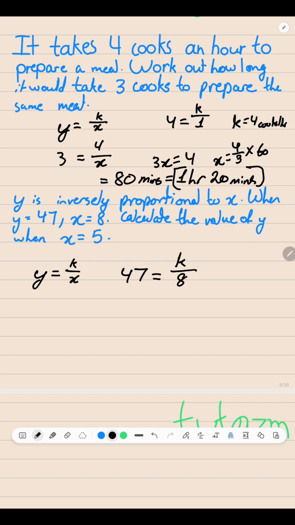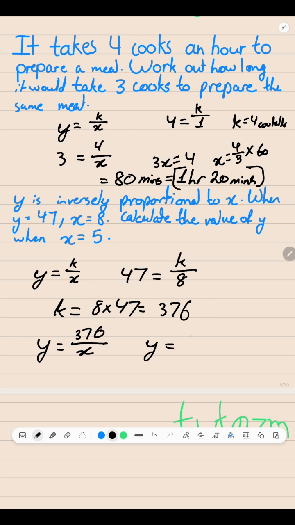Okay, so very simply we just work out the value of k by multiplying 8 and 47. Put that into our calculator. 8 by 47 gives us 376. And then we're told we want to work out the value of y when x is equal to 5. So again, our equation here, y is equal to 376 over x. So y is equal to 376 over 5, which is equal to 75.2. And that is our final answer.